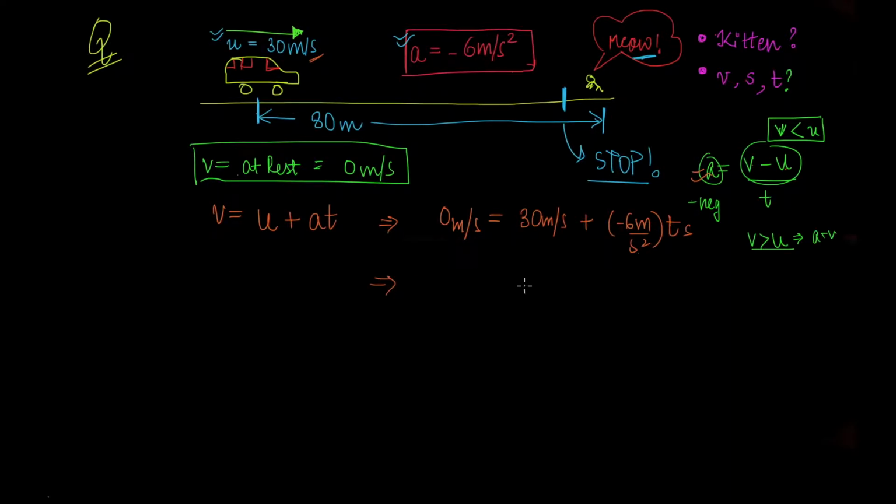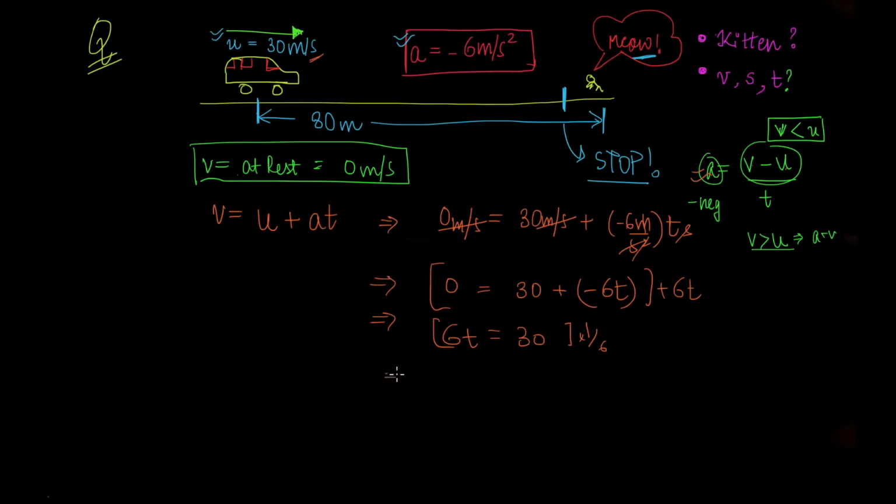That's very simple. You cancel the seconds from the second squared to get meters per second everywhere. We can cancel meters per second everywhere as well. We get a unitless equation: 0 equals 30 plus negative 6 times t. This can be simplified by adding 6t to both sides. We get 6t equals 30. Now dividing everything by 6, we get t equals 30 by 6, or 5. What does that mean? Well, that means that the time the car takes to stop is 5 seconds.